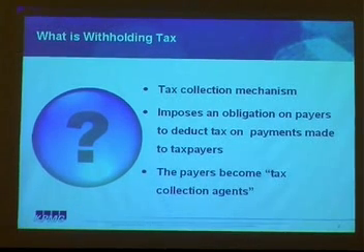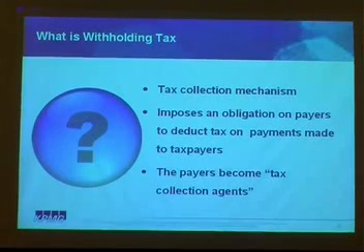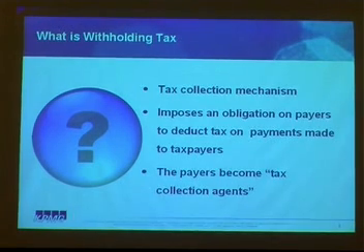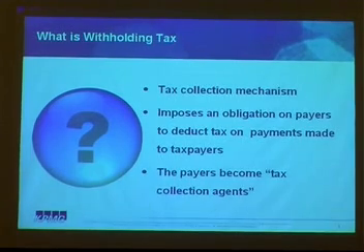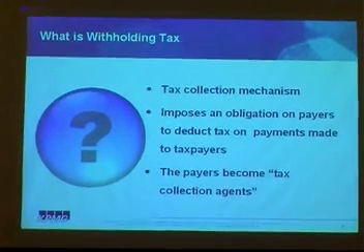So what is withholding tax? It is essentially a tax collection mechanism. It imposes an obligation on payers to deduct tax on payments made to taxpayers. The payers become tax collection agents for the IRB. You note that withholding tax is actually a taxpayer's tax, but the person who remits the tax to the IRB, or the Inland Revenue Board, is not the taxpayer, but the person who makes some sort of payment to the taxpayer.